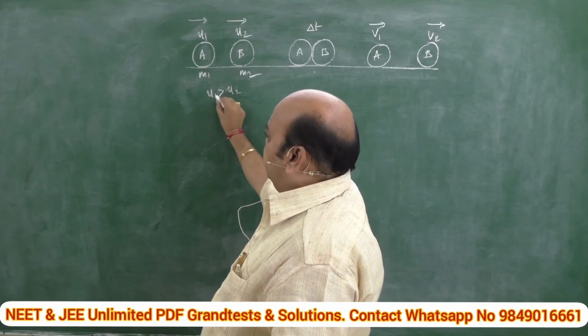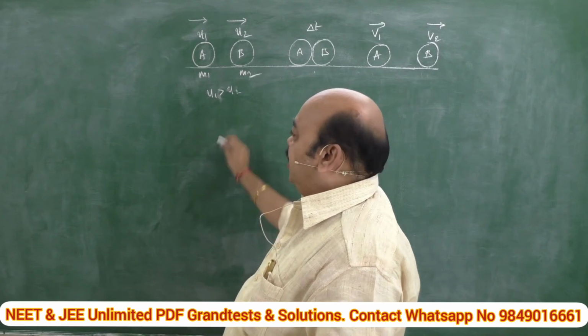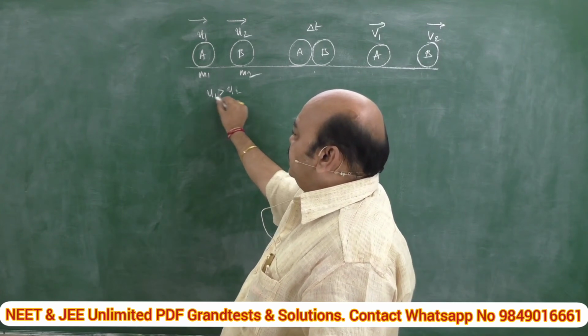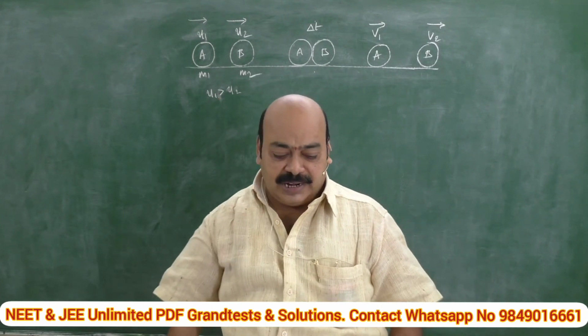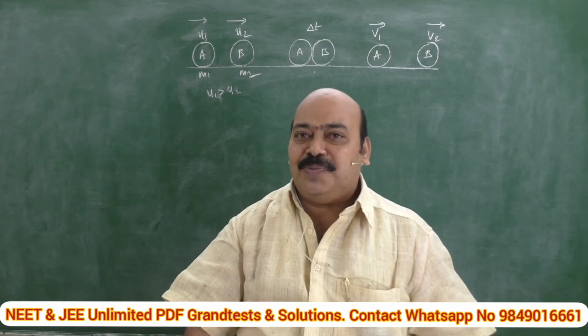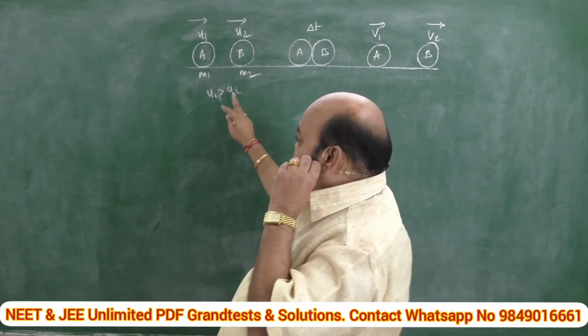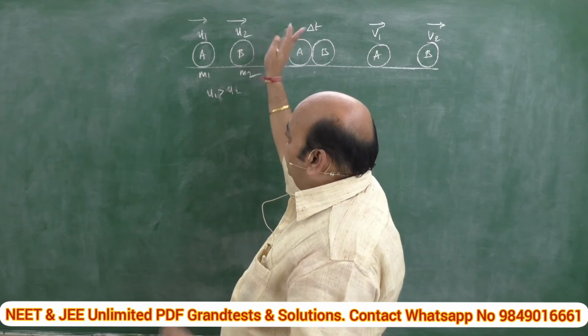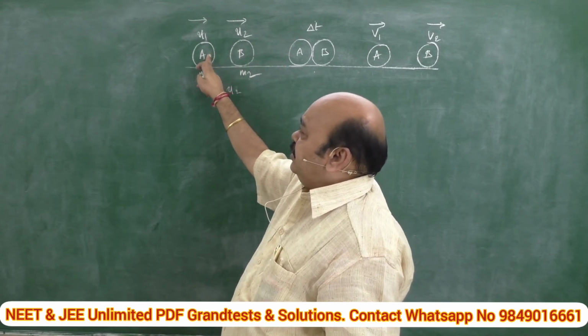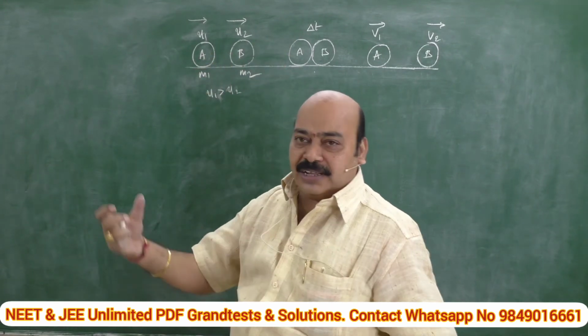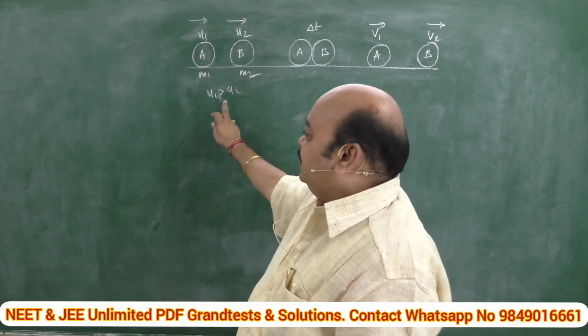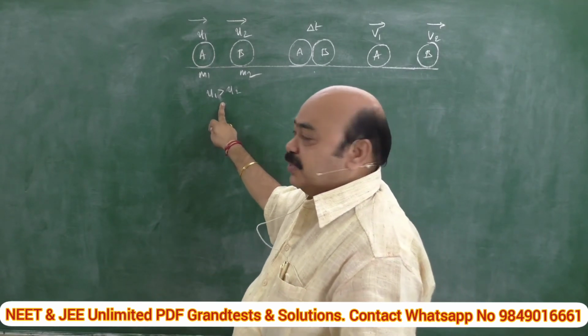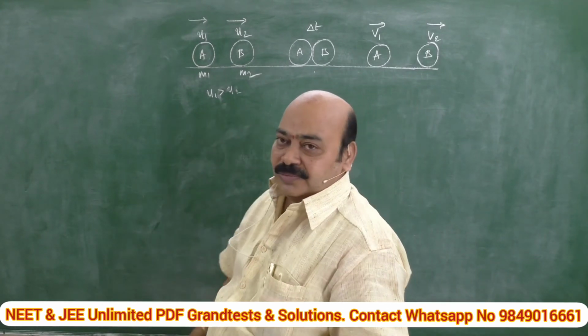u1 is greater than u2. So, very interesting thing, if we didn't mention this condition, u1 is greater than u2, collision is not possible forever. For example, if this body is moving with greater velocity, then it cannot chase and come into contact. So this condition is a must: u1 is greater than u2.